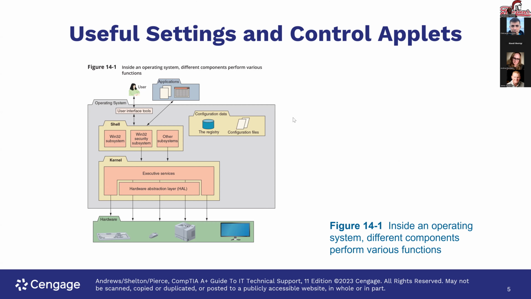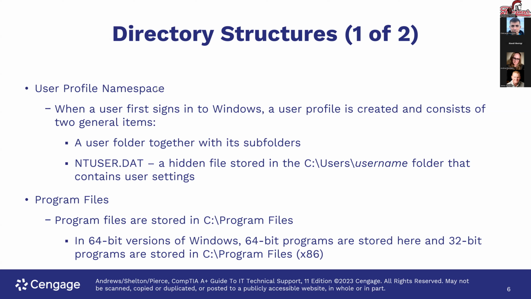There's something called the directory structure, so the user profile namespace. When a user first signs into Windows, a user profile is created and consists of two general items: a user folder and its subfolders. There's also a hidden file stored in the users folder that contains user data. That's interesting.